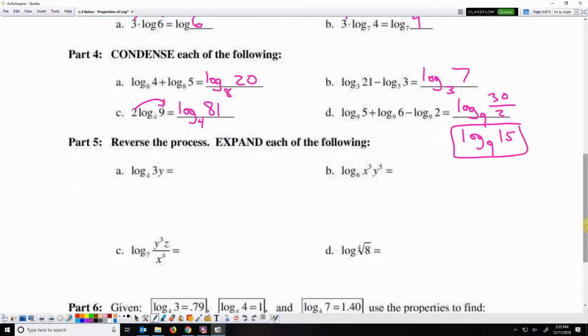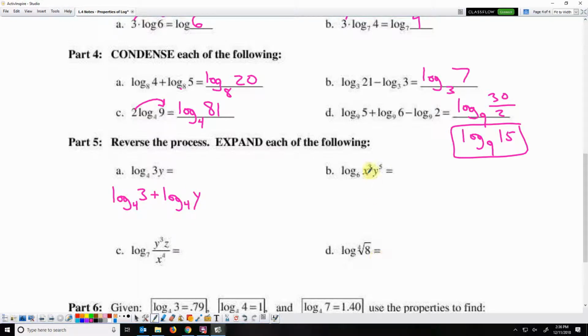Now we're going to reverse that and expand. So when you condense, you take multiple logarithms down to 1. When you expand, you take one logarithm and expand it to multiple logarithms. So we've got a 3 times y in the argument, so that means this is the same as log base 4 of 3 plus log base 4 of y.